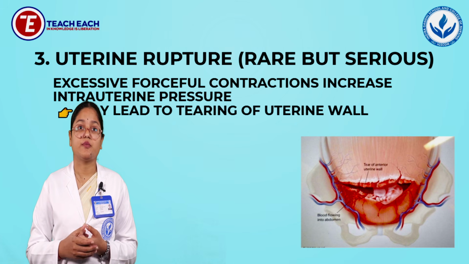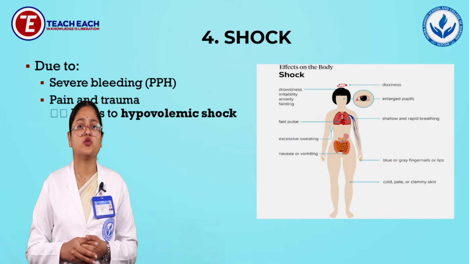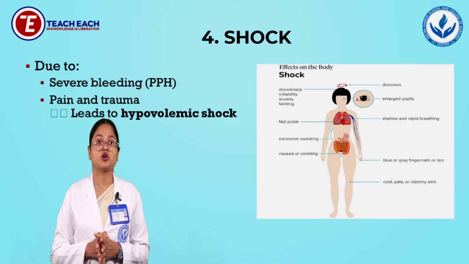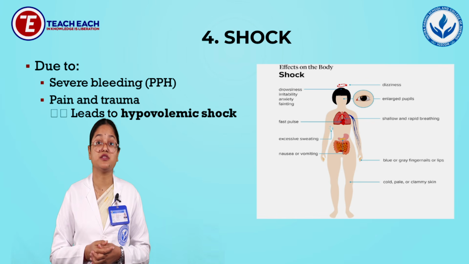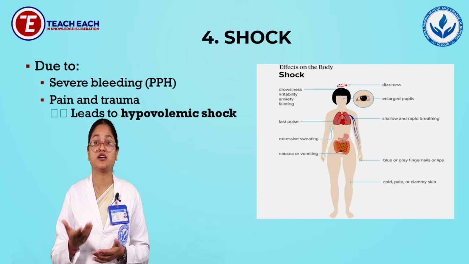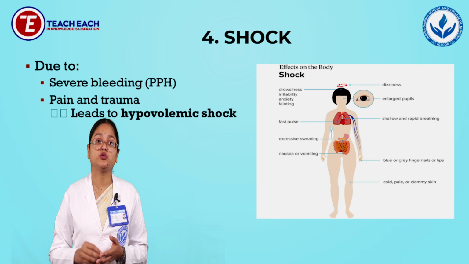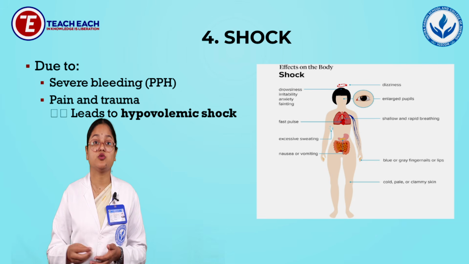Next maternal complication, fourth number, is shock. How can shock happen? Because blood is also a type of body fluid, and there will be excessive loss of body fluid, severe bleeding in a PPH. In the second point we had seen, the patient may have the PPH, postpartum hemorrhage. During this condition, the patient will get tears, pain, trauma. So at that time also bleeding will be there due to loss of body fluids or blood. The patient can go into hypovolemic shock.